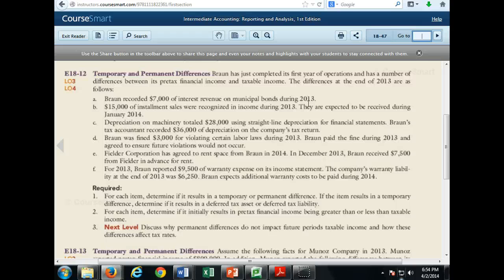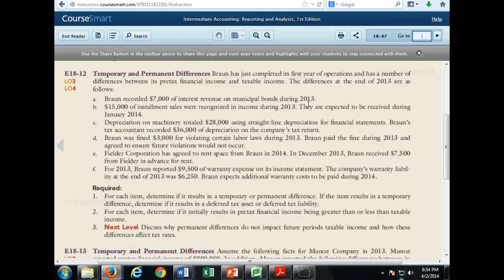And for that purpose, is financial income greater or less than taxable income? Financial income is greater than or less than taxable income? Greater than.